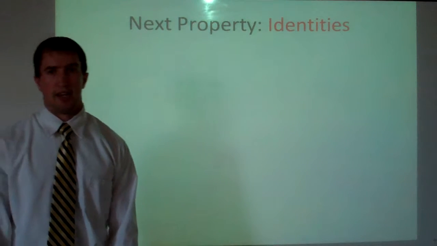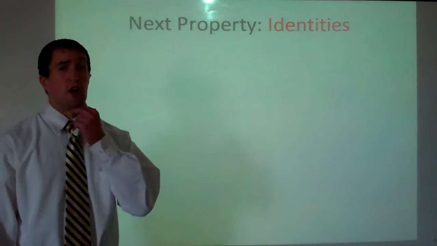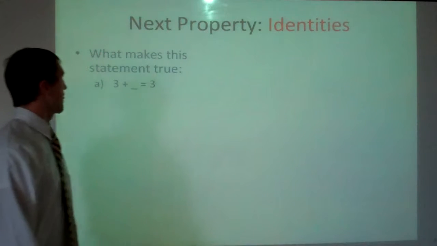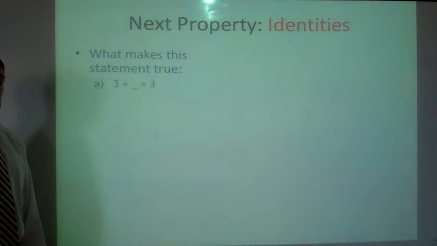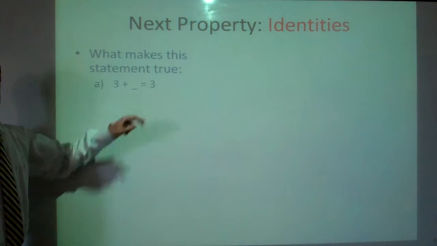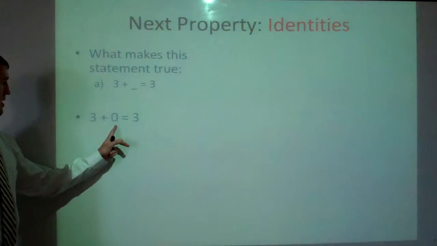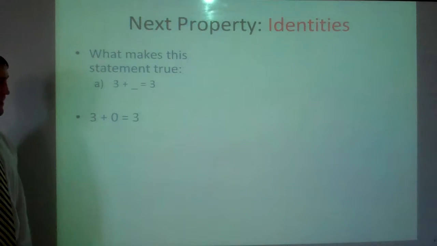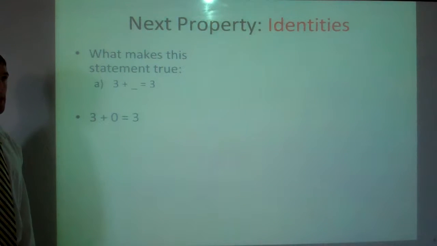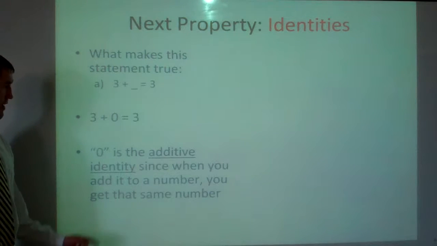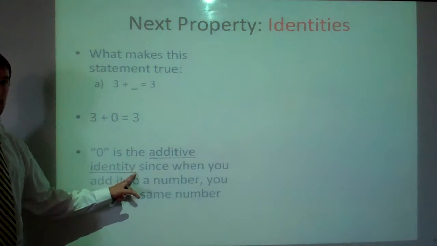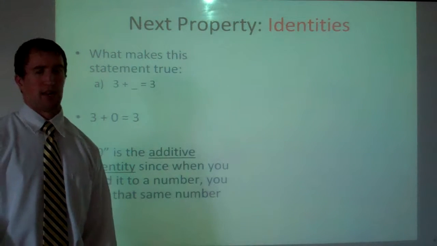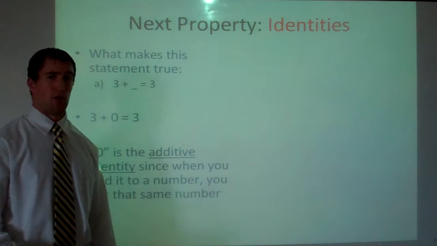Alright, identities, that's our next property. Also, we're going to be talking about addition and multiplication here. What makes this statement true? 3 plus what equals 3? Well, that's got to be a 0, because if you add 0 to anything, you get the same number. That's the whole idea about the identity here. So we say that 0 is the additive identity, since when you add it to a number, you will get that same number back.